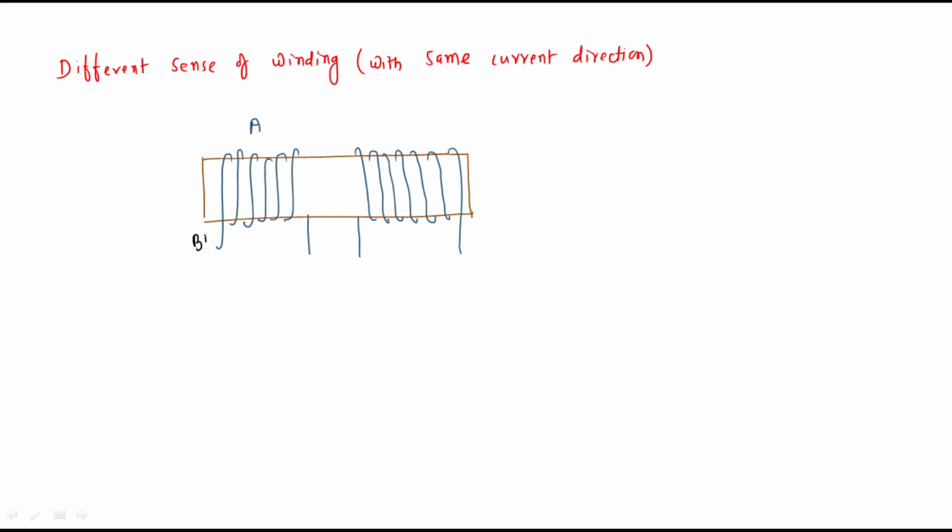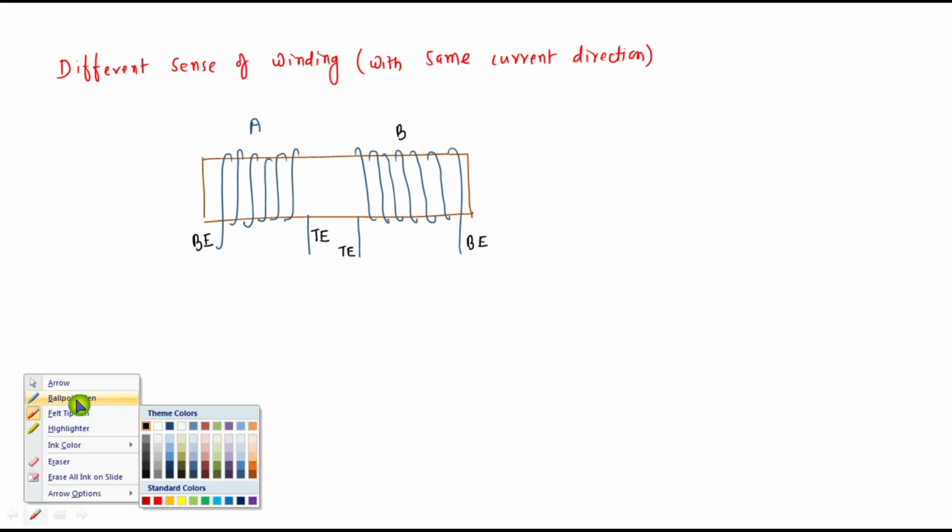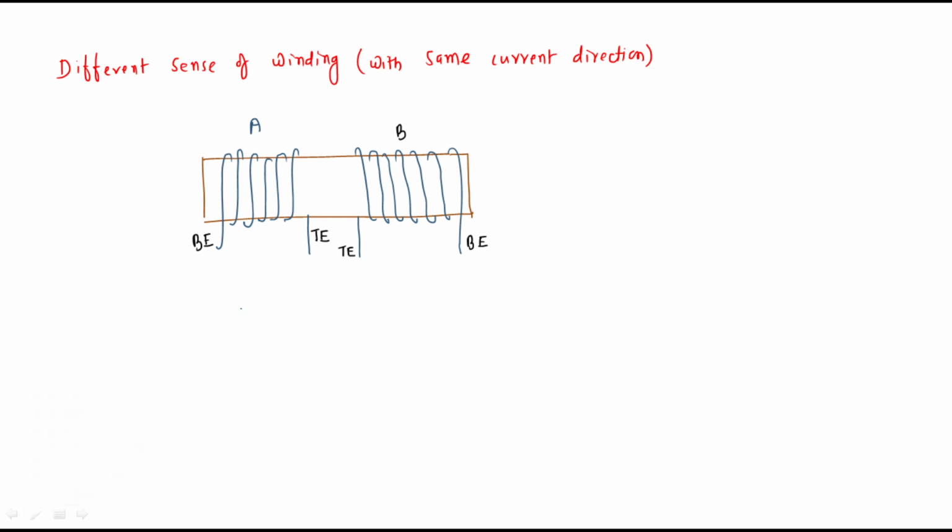This is the beginning end of coil A, this is the termination end of coil A, like that. This is the beginning end, right? This is the termination end of coil B. Clear? This is called a different sense of winding. So now I would like to connect a voltage source between the beginning end and termination end of coil B, right? Like that, these two should be connected.